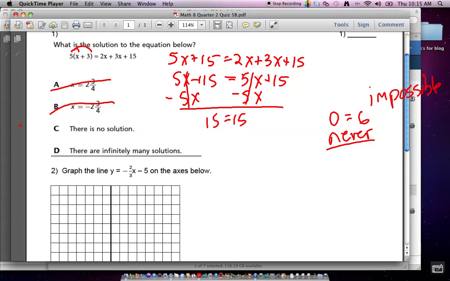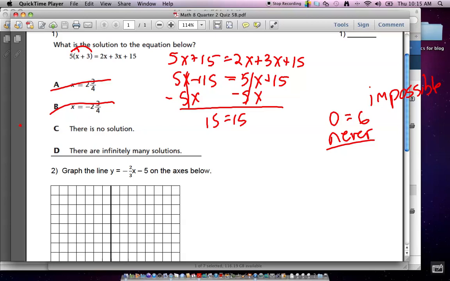Which one of those choices, C or D, sounds like it's impossible? Everybody? C, right? There is no solution. If something's impossible, you can't get a solution. Does 15 equal 15 sound impossible? Doesn't that sound like it's always true? Guys, yes or no? So which choice sounds like it's always going to work? D. There are infinitely many solutions.